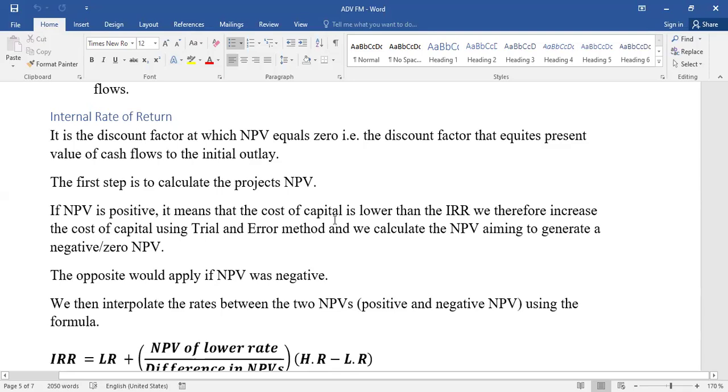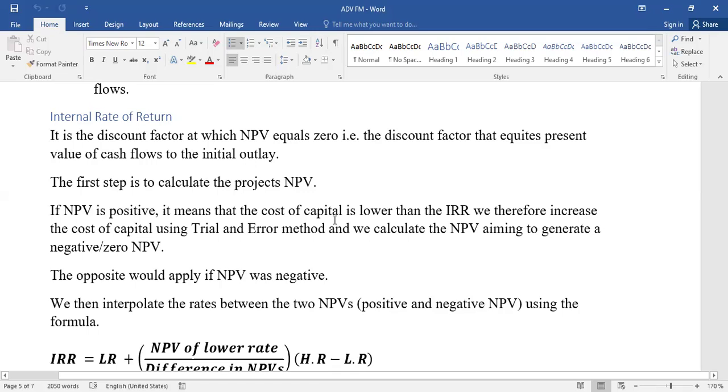So what am I supposed to be doing here? The first step is to calculate the project's NPV. If the NPV is positive, it means the cost of capital is lower than the internal rate of return. We therefore increase the cost of capital using the trial and error method, and calculate the NPV, aiming to generate a negative or zero NPV. The opposite would apply if the NPV was negative. In our case, we were using 10%, and we got our NPV as 5,484, which is positive.